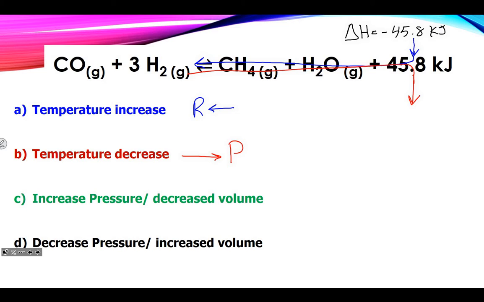Okay, next one. They could say increase pressure, or they could say decrease volume. They don't have to give you both, but they mean the same. Okay, so you got to get it in your head. So what do I need to do for this one? Well, the pressure is going to affect both sides, so that's not going to help me. What do I need to do here?